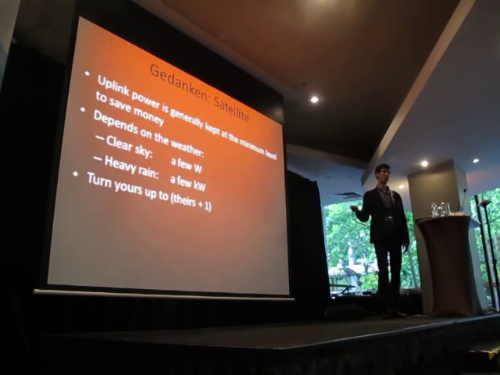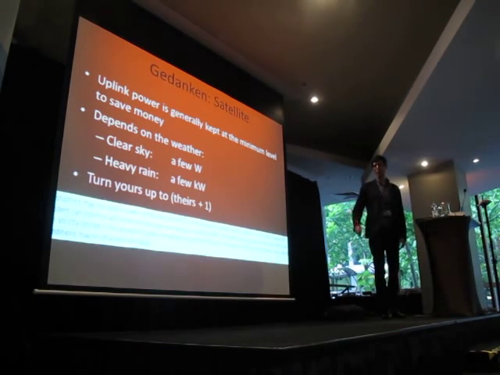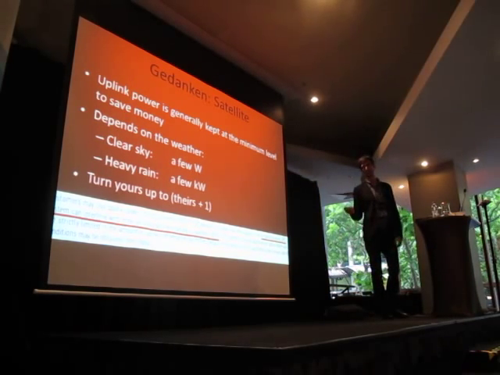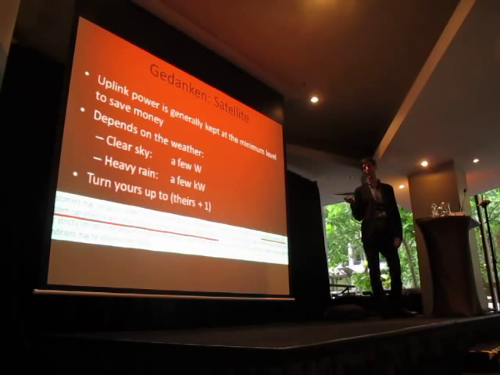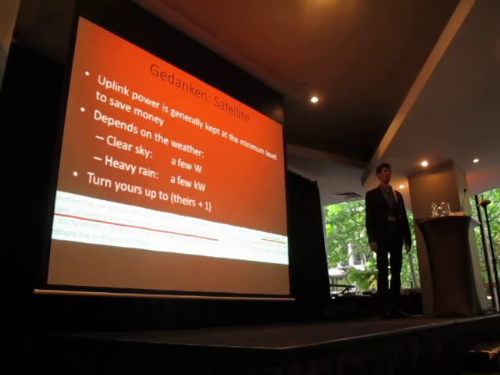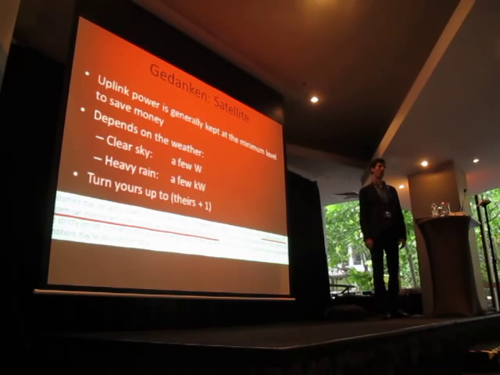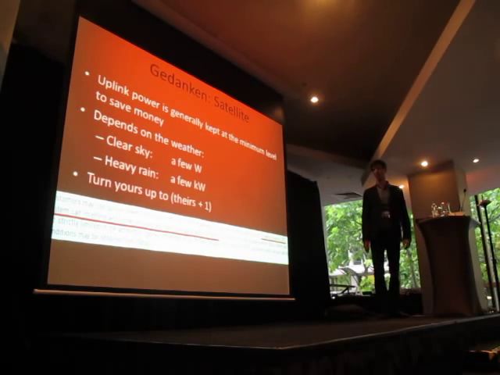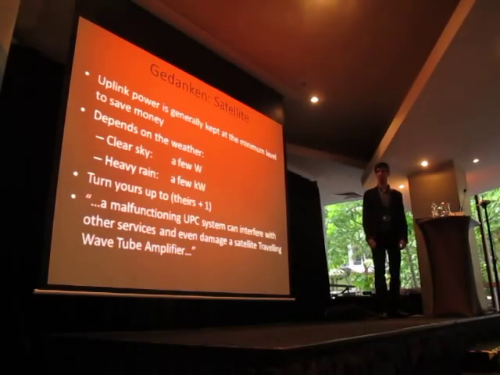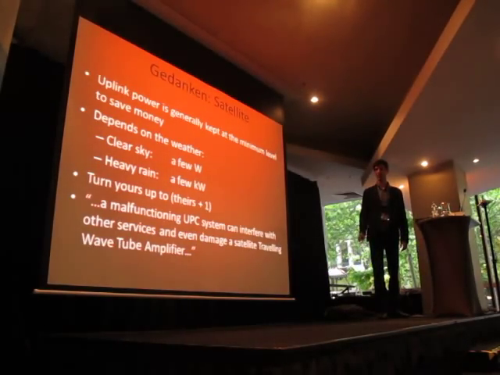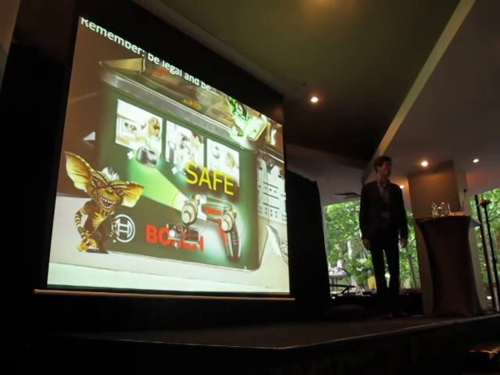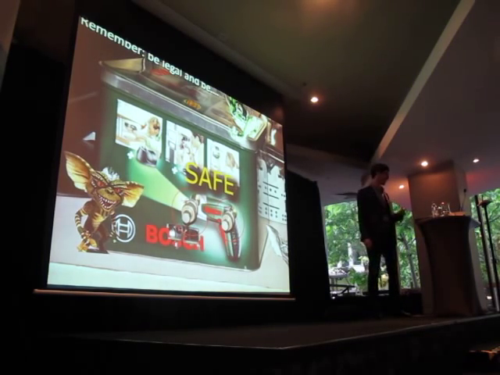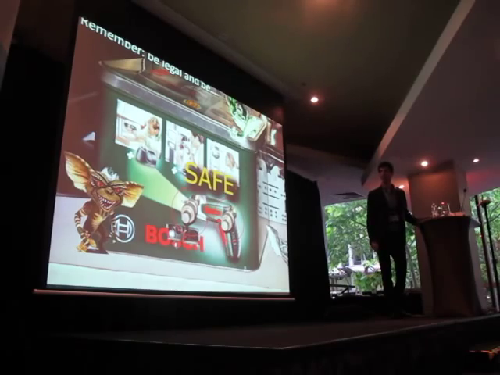At this level, if you actually look at the office documentation, this is interesting too. They say that a malfunctioning uplink power control system on the ground can interfere with other services and even damage a satellite traveling wave tube amplifier. Obviously, if you damage it, it's going to be pretty hard to fix, and basically you take out the entire transponder for that range. So again, make sure that you are licensed to transmit within the range that you want to transmit in. So, thanks.